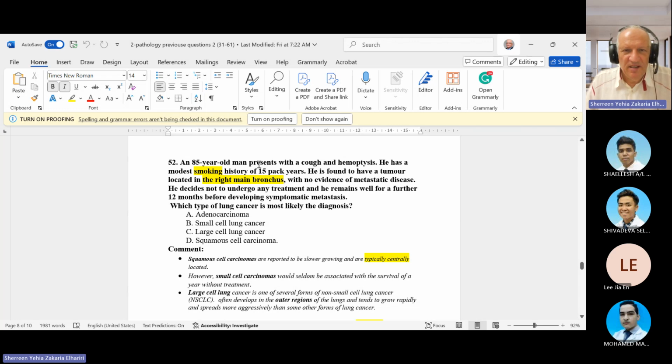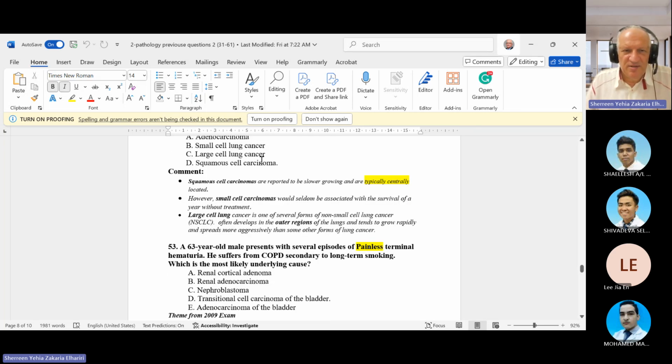An 85-year-old man presented with cavernous hemoptysis and has a modest smoking history of 15 pack-years. He was found to have a tumor located in the right main bronchus. So here the tumor is central, and with a chronic smoker, so far it is squamous. With no evidence of metastatic disease, he decided not to undergo any treatment and remained well for a further 12 months before developing symptomatic metastasis. What type of lung cancer? This type is squamous.